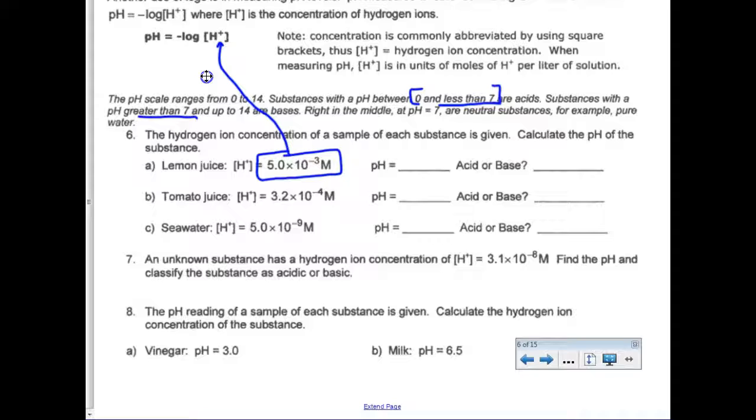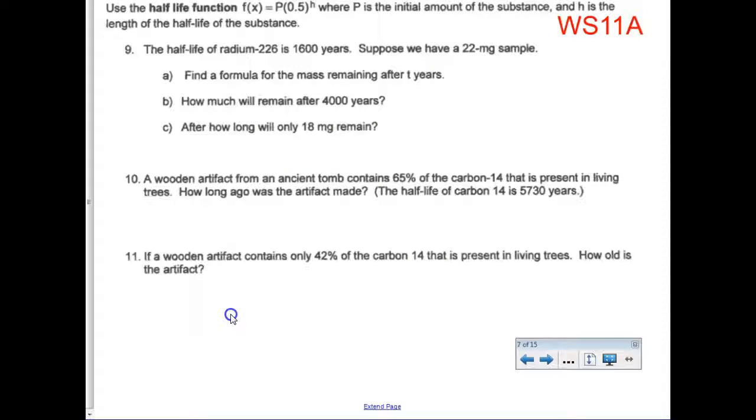I'll be honest, the lemon juice, the tomato juice, and the seawater are very clearly one or the other. It's not like any of those are neutral. So calculate the pHs, tell me if it's acid or base. You probably already know that question. Oh, maybe not seawater. Pretty sure you know whether seawater is an acid or a base, guys. But maybe not. I don't know. You figure it out. And then there's a couple more questions about calculating the hydrogen ion concentration. This requires a little PreCalc math, so set that up and try to figure it out. And then over here is a half-life question. We talked about that on the previous... Oh, this is worksheet 11A now.